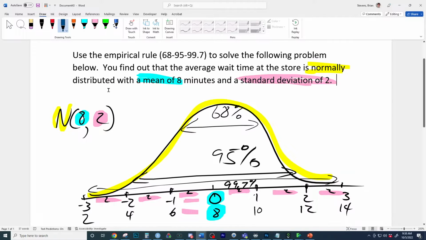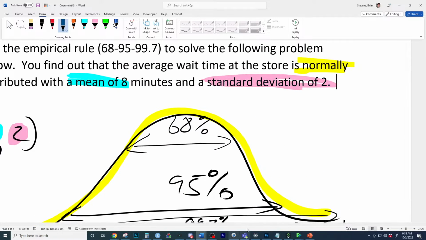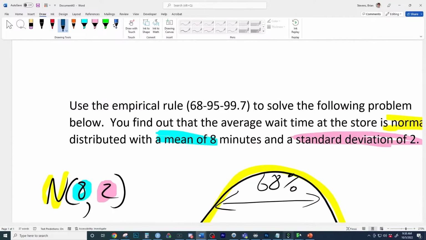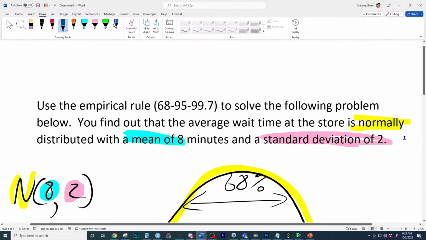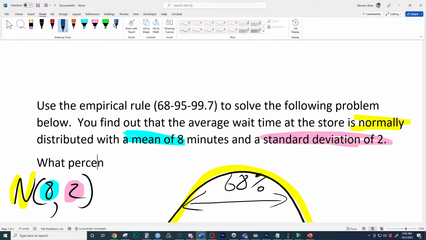Let's do it. Here, once again, I'm not going to show you the curve because I want you to draw it out. That's where the real practice is. So, what percent of times are between 2 and 6 minutes? This is going to be a tricky one, a tougher one.